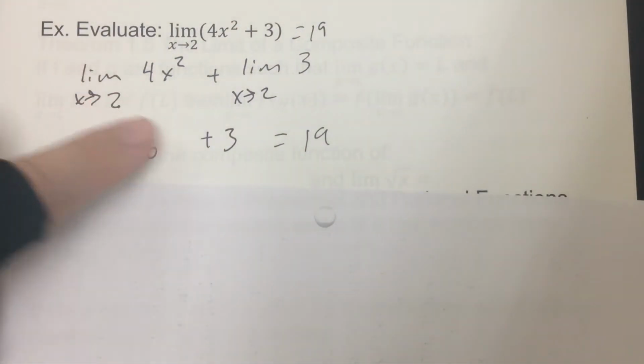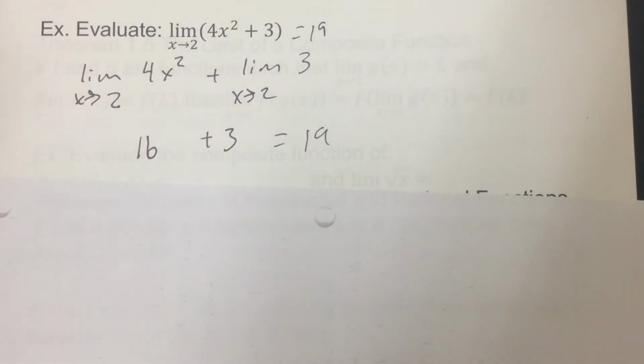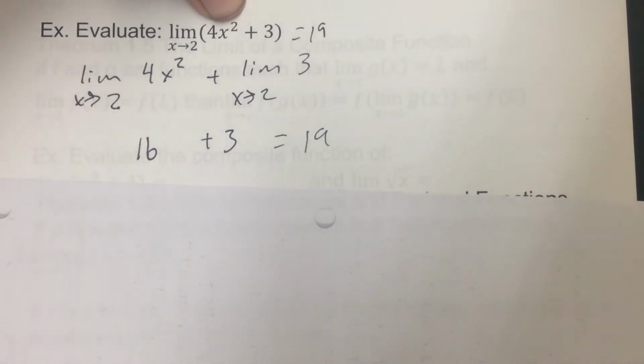Think of what those properties are as what allows us to do each one. We know if it's an x squared, we just take whatever our x is approaching, and square it. We're going to multiply whatever multiples are in front, and add it to any other function that we have. In this case, it's just a 3. So that limit's going to be 3. Add them together, we get our 19, and we're done.